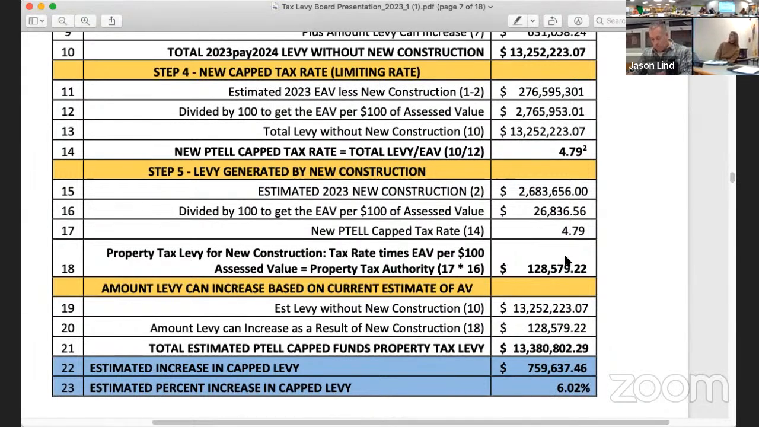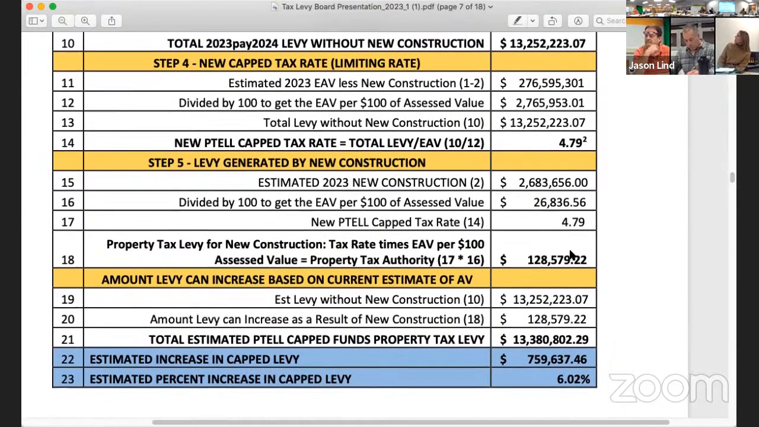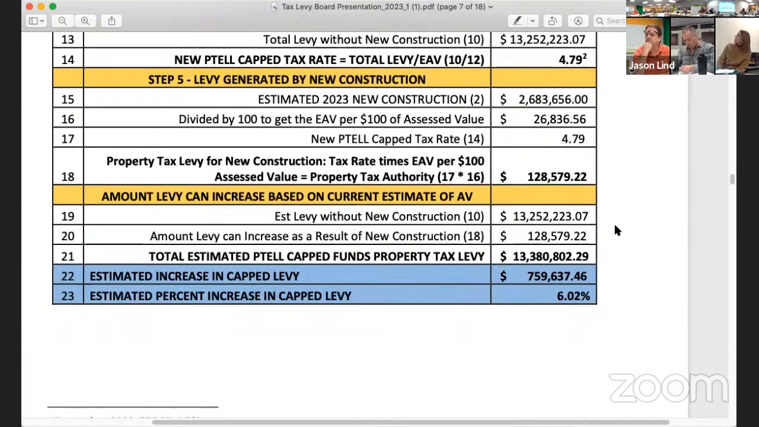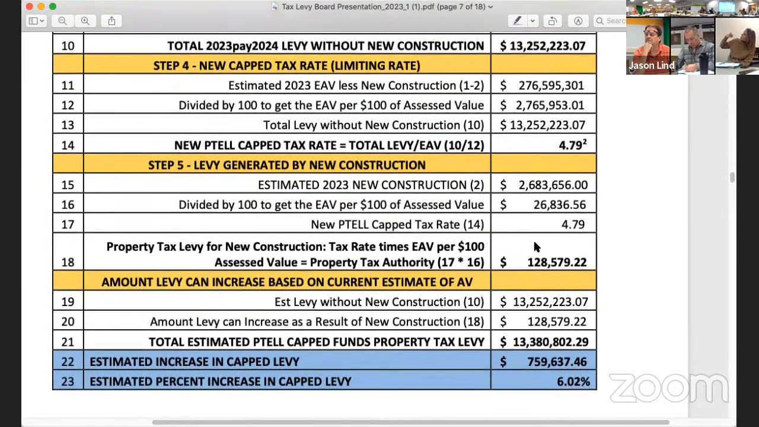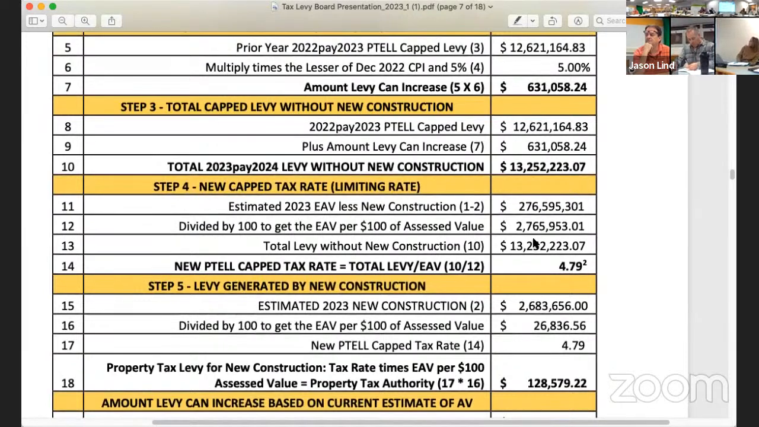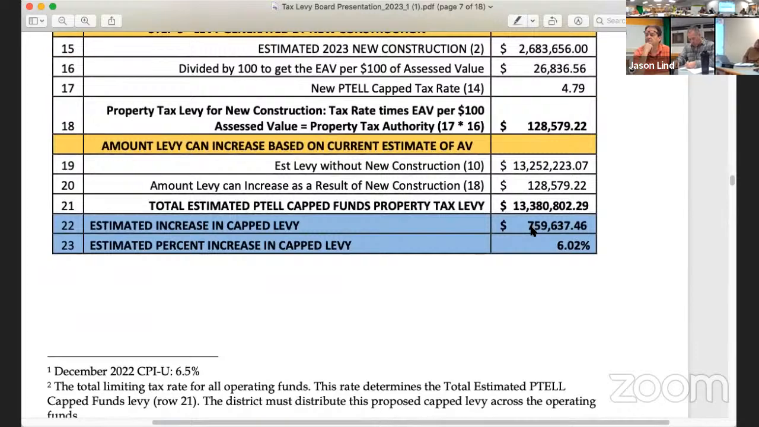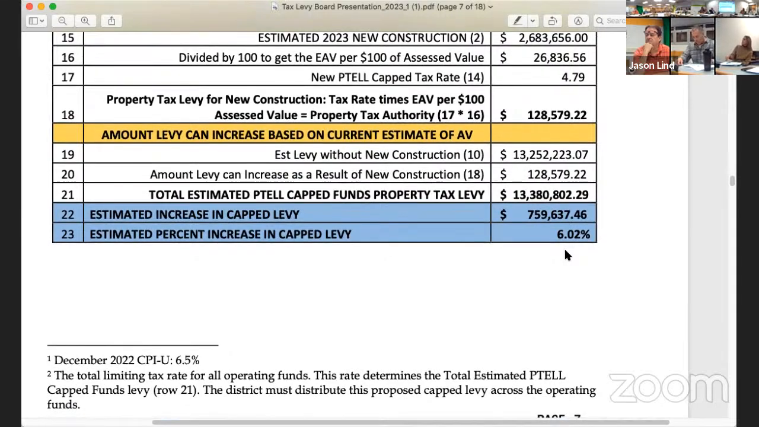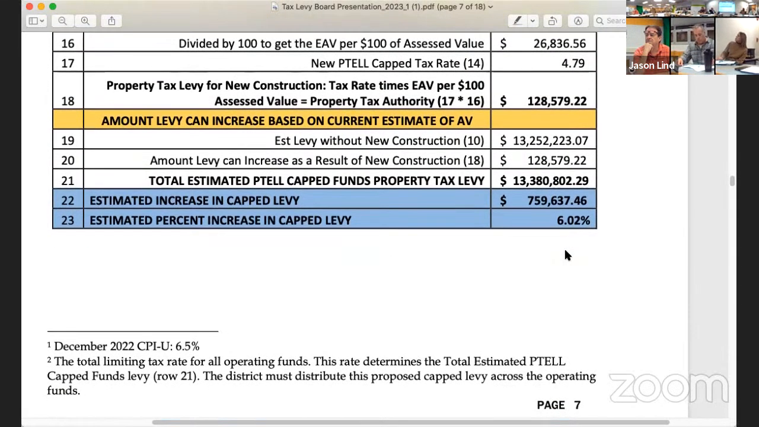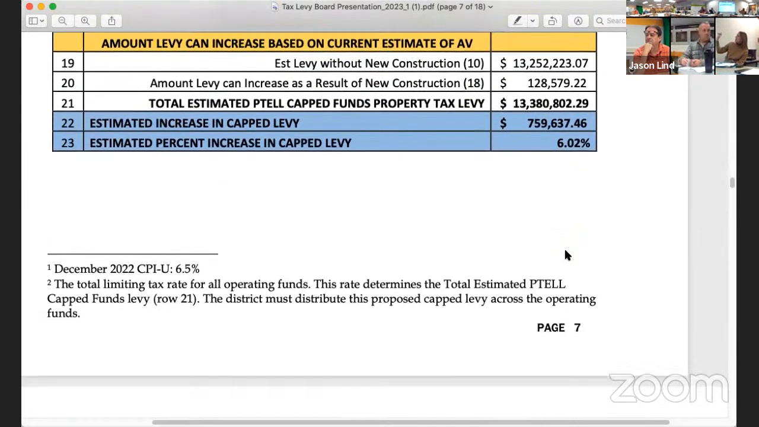Now we're looking at the new construction that the county has assessed within our district. We apply the PTELL capped rate, and row 18 shows us what our new construction tax levy can be. Then down at the bottom, we add the new construction tax levy and the amount that was calculated in step 3, for a total of just over $380 million. So the estimated increase in the capped levy is $759,637. It's an increase of just over 6% from last year's levy. That number is 6.02%.